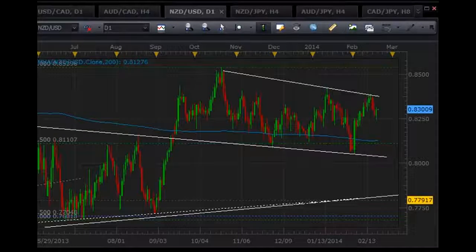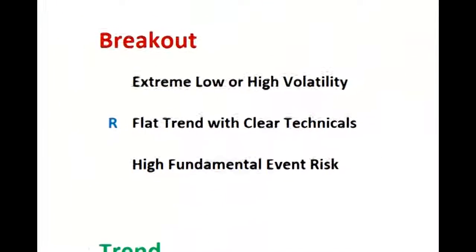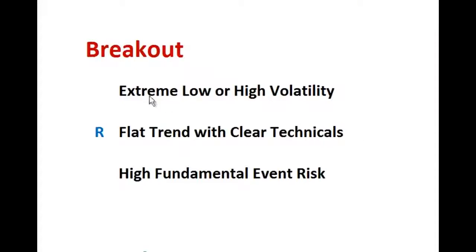Now, what about our second type, breakout? The breakout is extreme low or extreme high volatility. We just saw the Euro USD had extreme low volatility. It might turn into a breakout, but we need other factors to help it along because those technicals otherwise are going to be difficult to overcome. Your breakout will also have flat trends, but it'll take advantage of those flat trends and clear technicals as we see the break, and that encourages the move and continuation, the follow through.